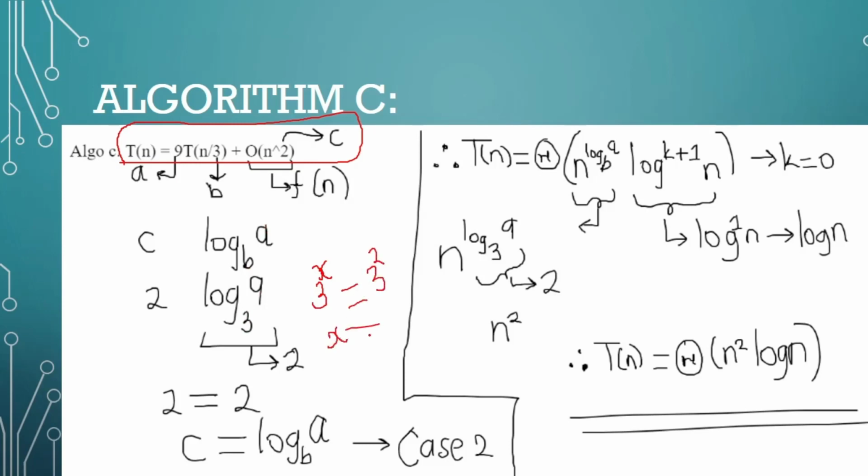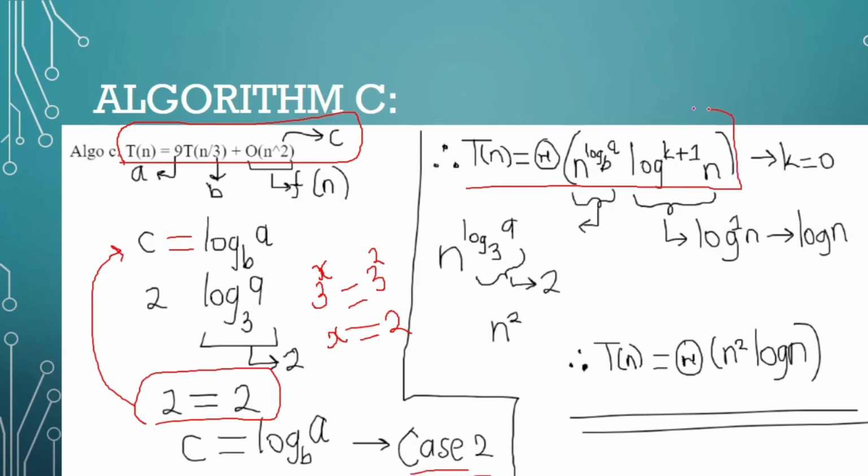So x equals 2. Therefore, we get that c equals 2 and log to base b of a is 2, so 2 equals 2, therefore c equals log to base b of a, and this corresponds to case 2 of the master theorem. And in case 2, the time complexity follows this form over here, and thus we now just have to plug everything in and solve the problem. So we've already solved this part, n to the power of log to base b of a. This is just 2, so we have big theta of n squared.